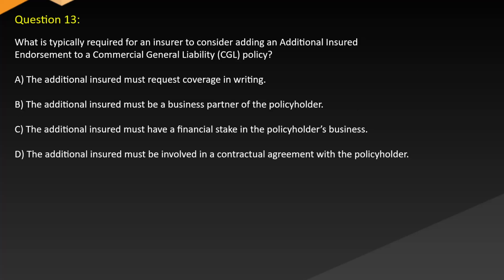Question 13. What is typically required for an insurer to consider adding an additional insured endorsement to a commercial general liability CGL policy? A. The additional insured must request coverage in writing. B. The additional insured must be a business partner of the policyholder. C. The additional insured must have a financial stake in the policyholder's business. D. The additional insured must be involved in a contractual agreement with the policyholder.